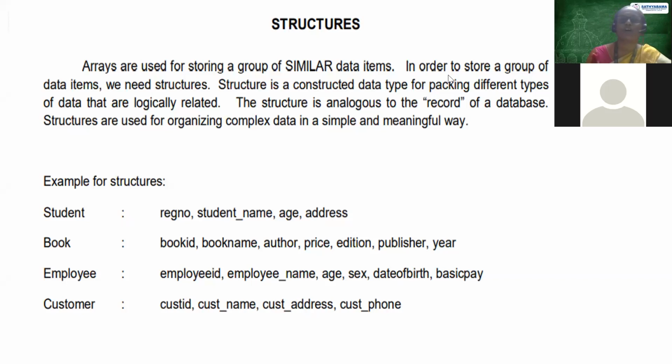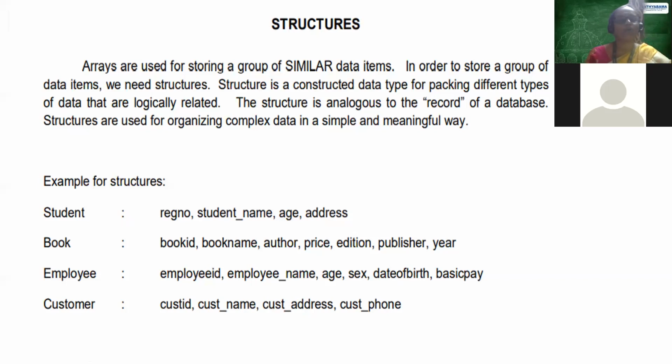Array is used for storing similar data type. That is array. But when you go for structure, it is considered to use different data types. That is the main difference between the structure and array. So that is one thing. While we are going for a structure, we can use different data types. Okay, but that should be logically related. What is logically related now?